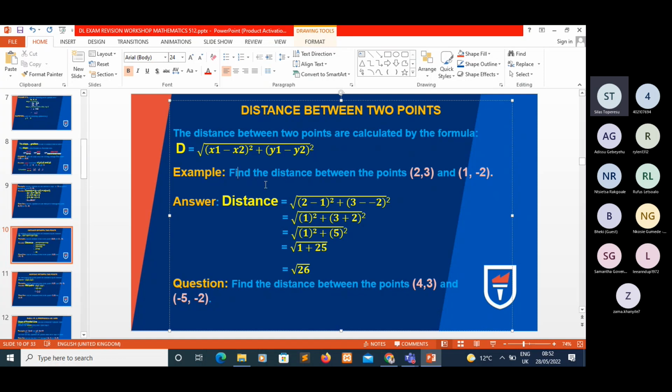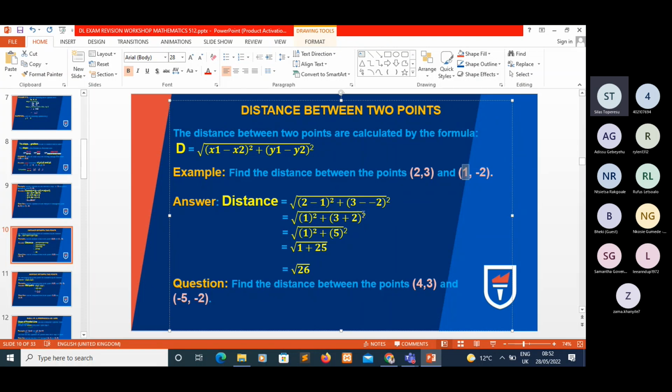The question says find the distance between the two points, which are (2, 3) and (1, -2). To find the distance, you simply have to identify your x coordinates, which are 2 and 1, and your y coordinates, which are the second values. From the formula, the distance is the square root of x1 minus x2. Which one is my x1? I take the value of x, which is 2, minus the second x, which is 1. Then the answer to the power 2.